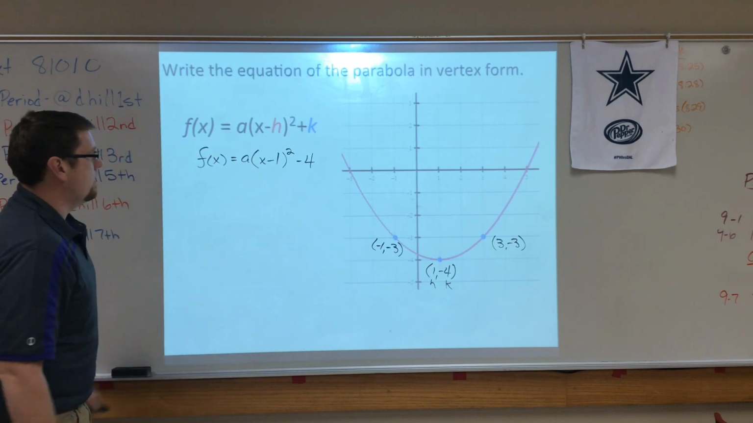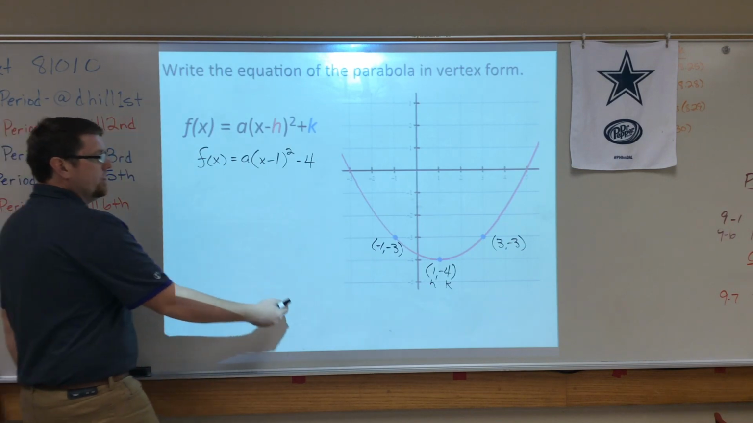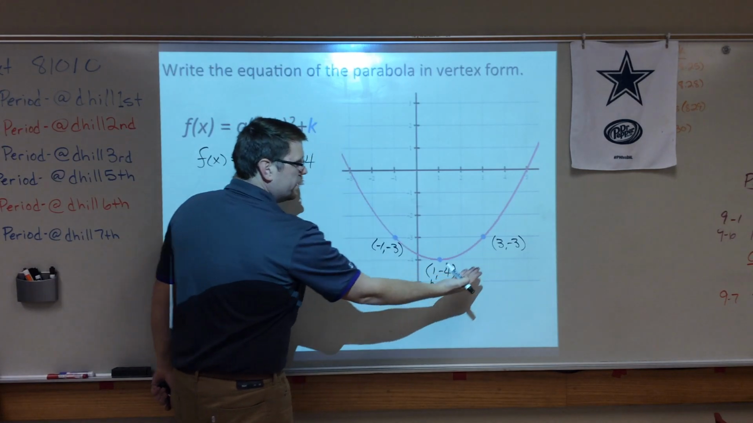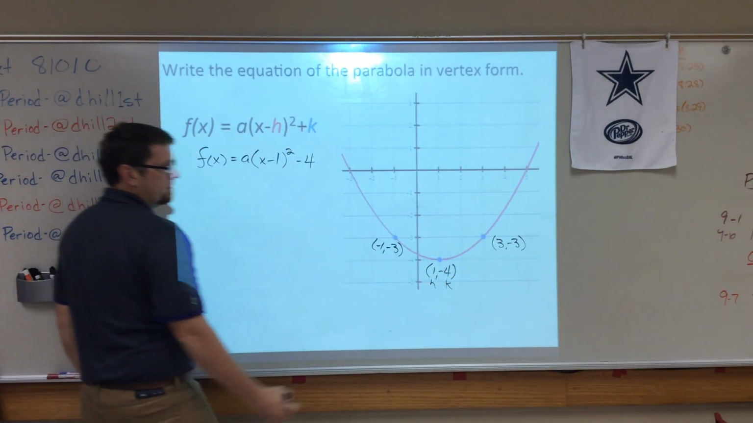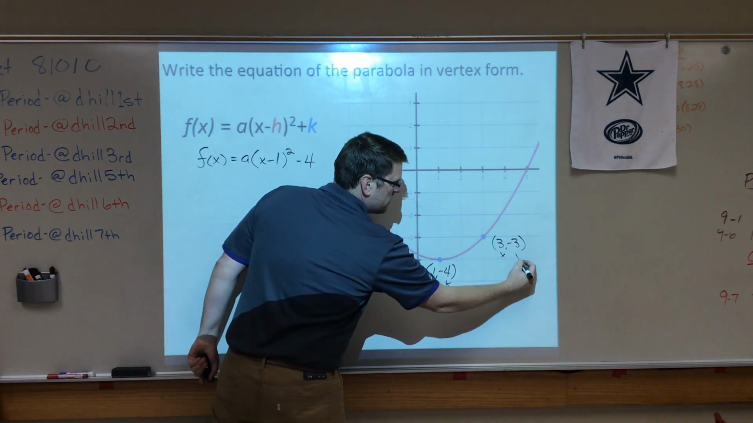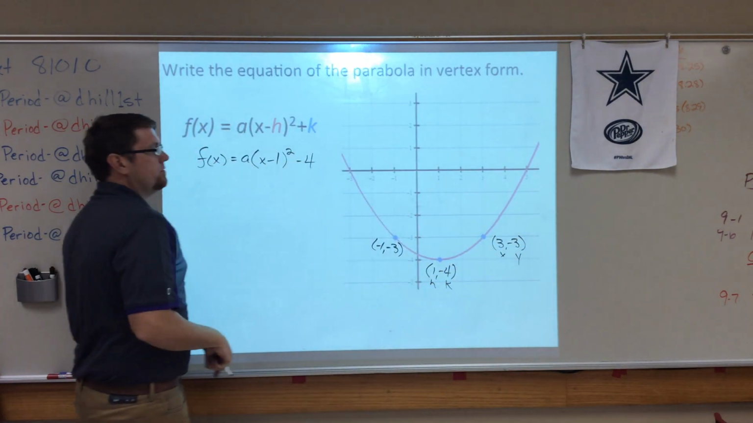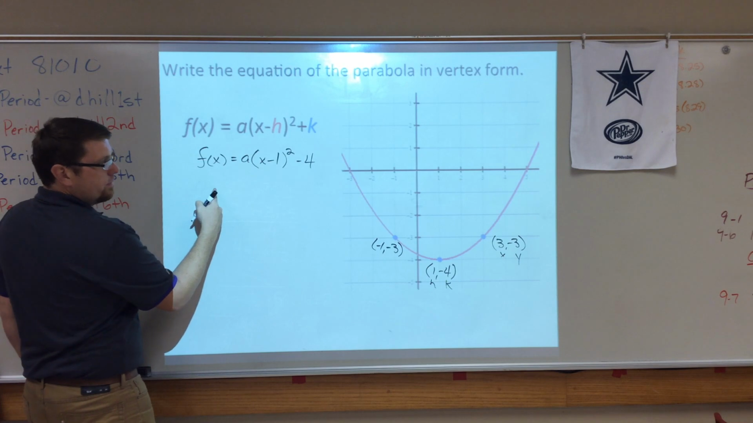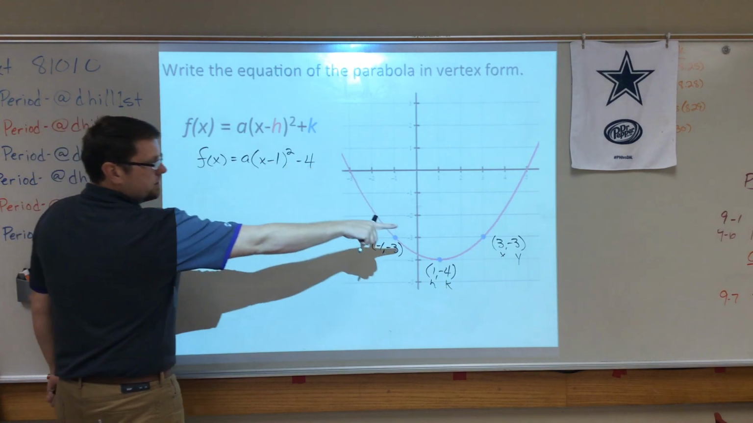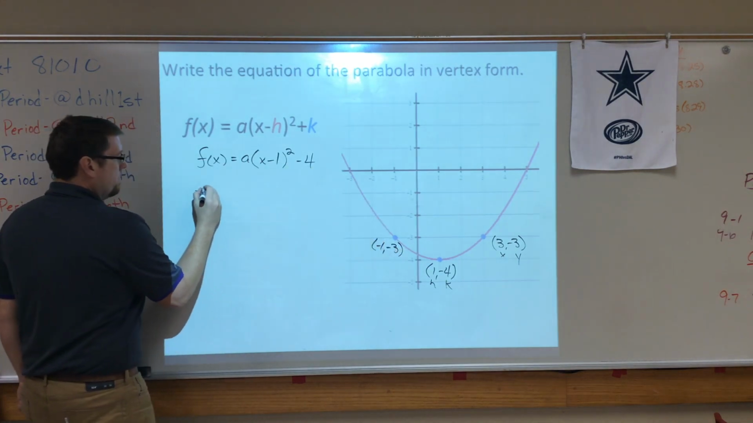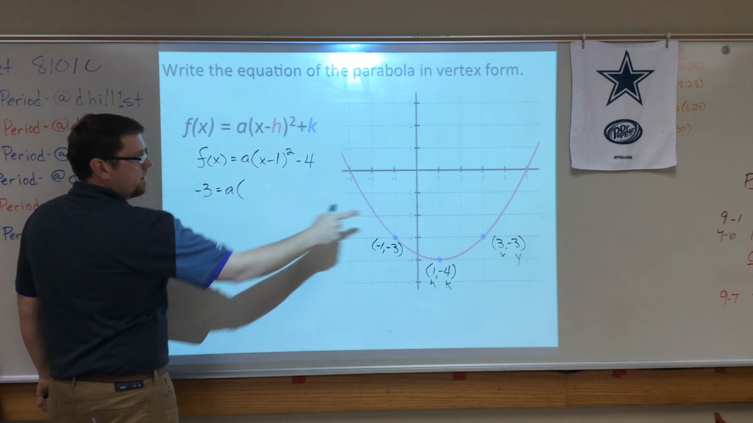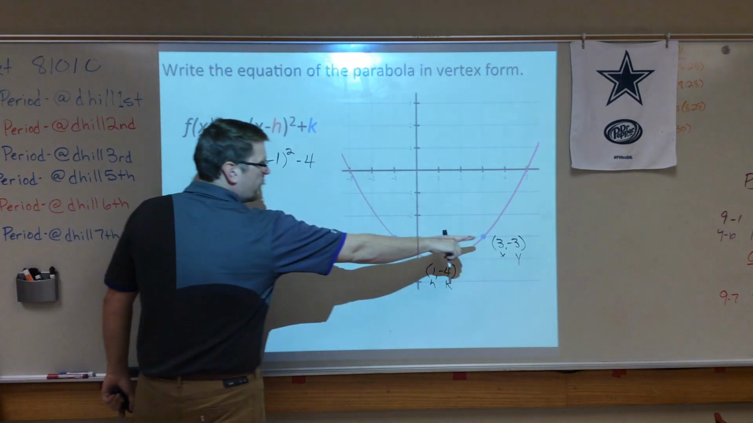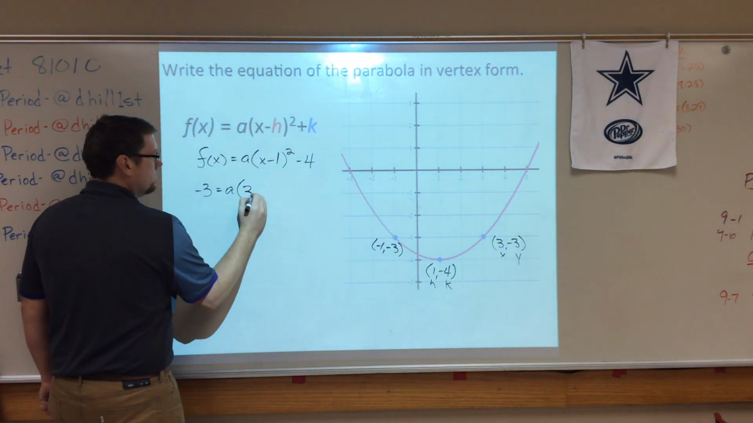It stays the same. Now I need to choose one of these coordinates to drop in for x and f of x. I'm going to choose this one because it's the second coordinate, and last time I chose the first one. So let's keep it fair here. For f of x, I'm going to use that y value, -3. Don't know a yet. My x value, way over here, is the 3.